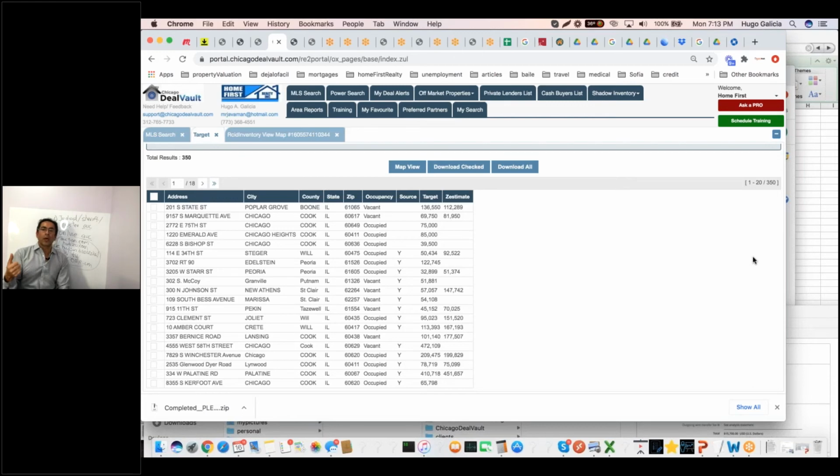So location, location, location. Occupancy is super important. If the property is vacant, thumbs up. If it's occupied, not so much, because you need access for inspections and for the appraiser, so that you can get a really accurate scope of work, okay?